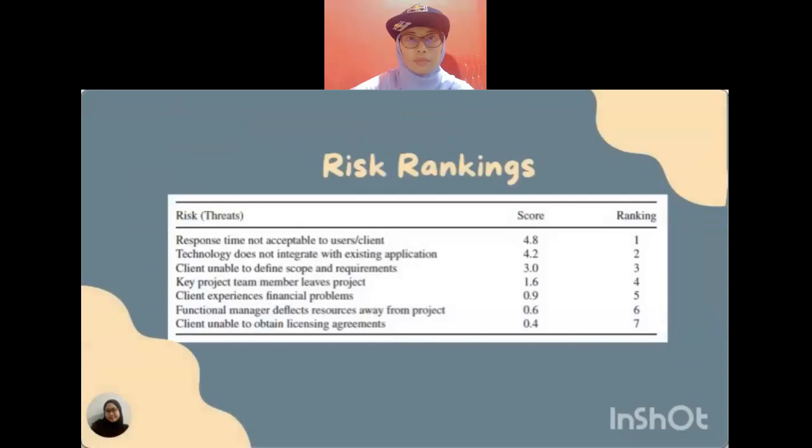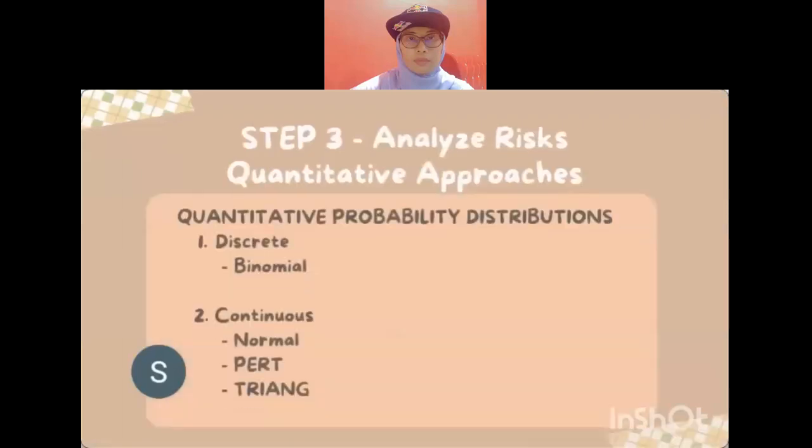Once a probability and an impact are assigned to each risk event, they are multiplied together to come out with a risk score. Although this score is based on the subjective opinions of the project stakeholders, it does provide a mechanism for determining which risks should be monitored and which risks may require a response. Once a risk score is computed for each risk, the risk can be ranked or prioritized as in these risk ranking tables. Next, step 3, analyze risk quantitative approaches.